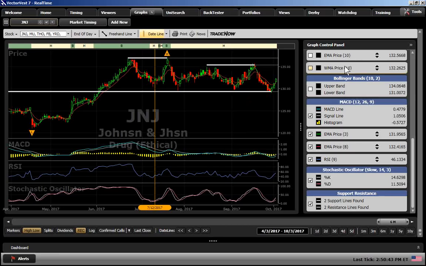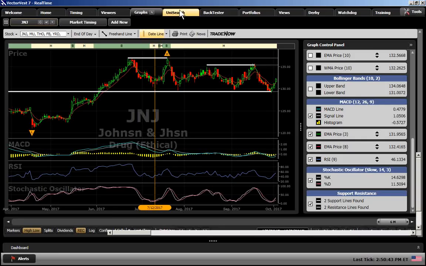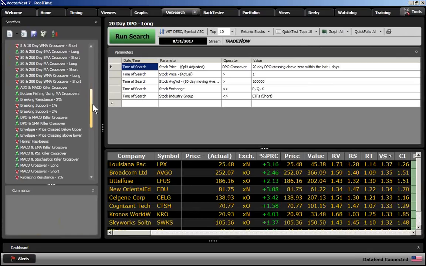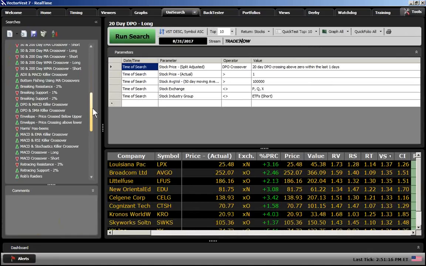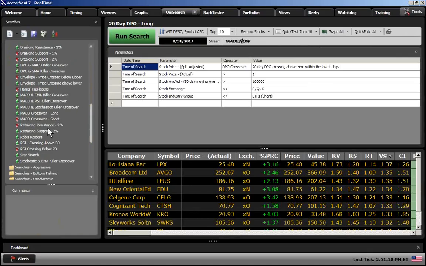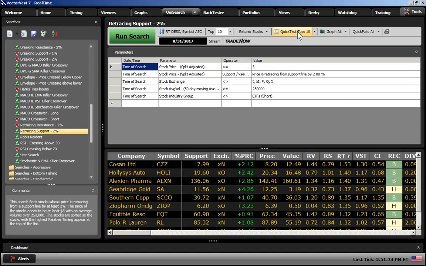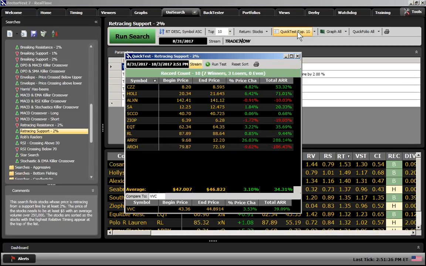All right, so we're going to do a search. Look at this, retracing from support. Man, bounces off, goes back up. How about I use a search where we look at support and resistance, retracing support. I'm going to run that search as of 831. Let's quick test the top 10. Now, 3%, we kept up with the market.